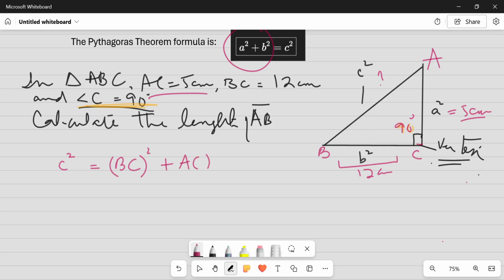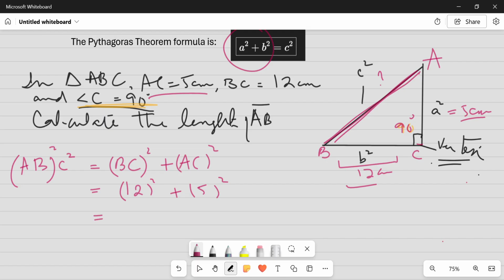Do not forget to put the square here. So what is the name of the hypotenuse here? It's AB, right? The formula is written c square, so c means AB. This is the longest side in the diagram. So this is c square. BC is given as 12 centimeter, and AC in the diagram is given as 5 centimeter.